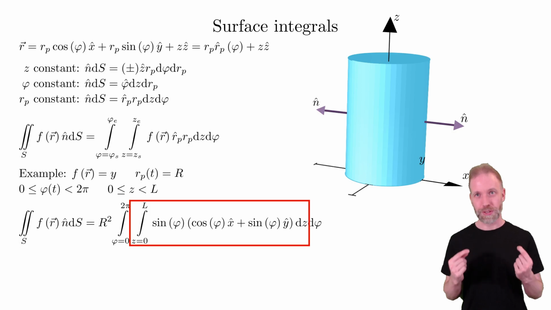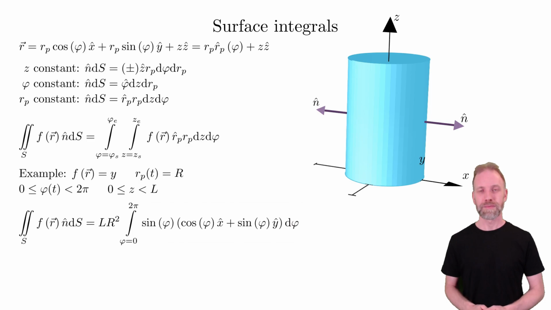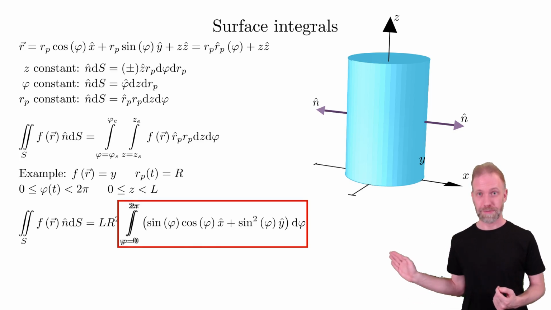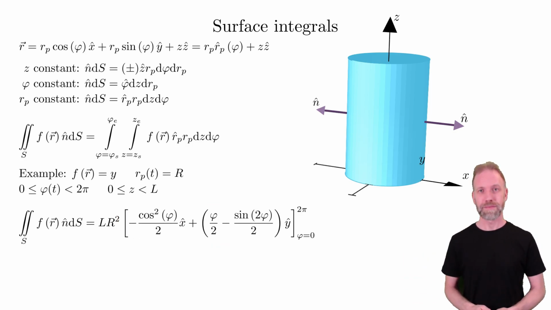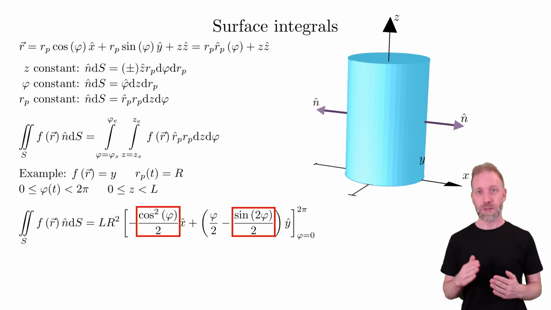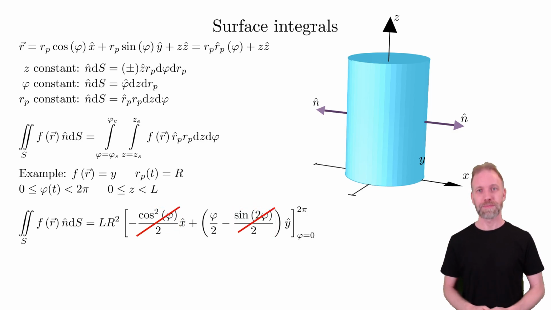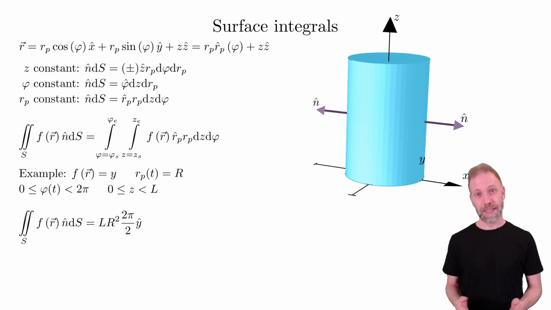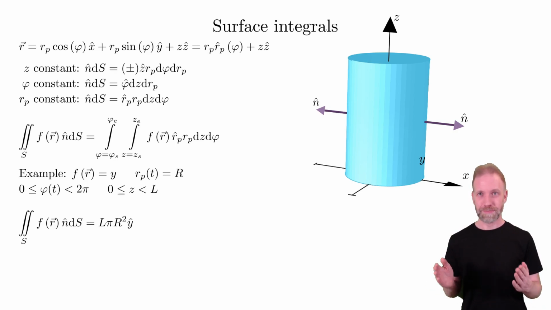This whole expression is a constant with respect to z, and we can simply multiply by the length of the interval. Distribute sine phi. This expression has the following primitive function. Both these will become 0 when we integrate from 0 to 2 pi. Only phi over 2 remains. Simplify. And we get the final result, which is the volume of a cylinder in the y-hat direction.